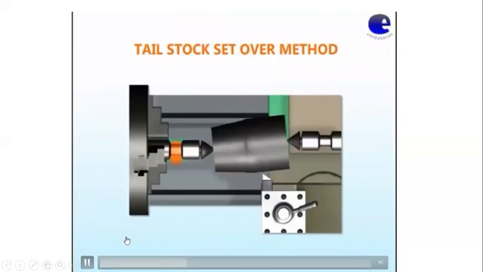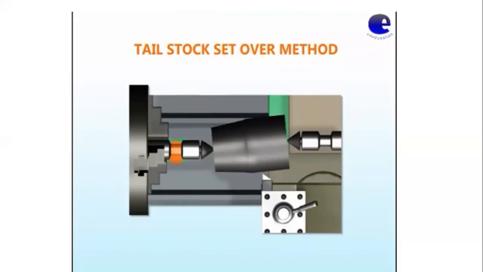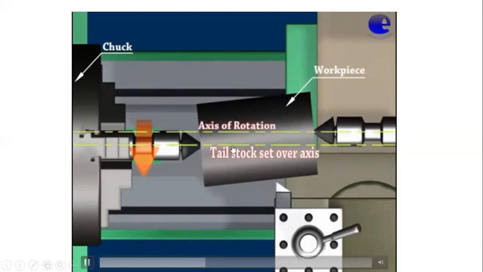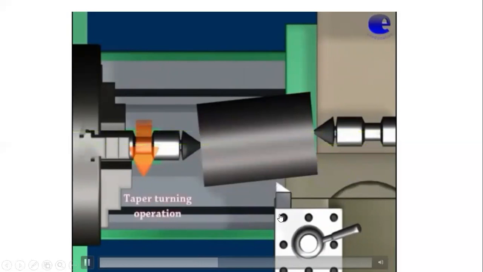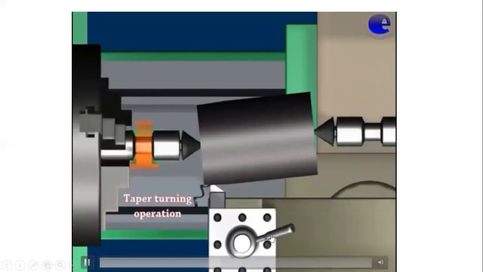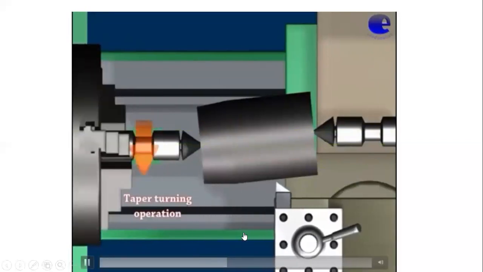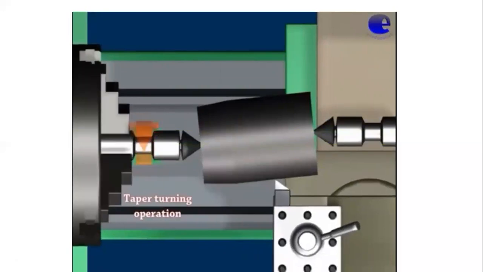Here the website was written, you can also refer to that website. This is the process. This is the headstock and this is the tailstock, and in this way the workpiece is held. We can see the centers are not the same. This is the axis of rotation, the upper one, and this is the tailstock setover axis. This is our taper turning tool, which is held in our tool post. This is the process to do the taper turning operation.